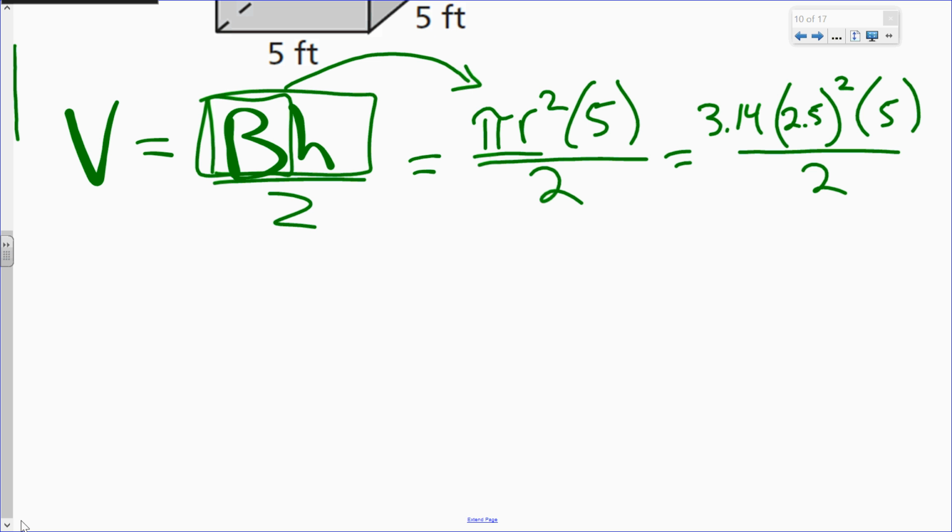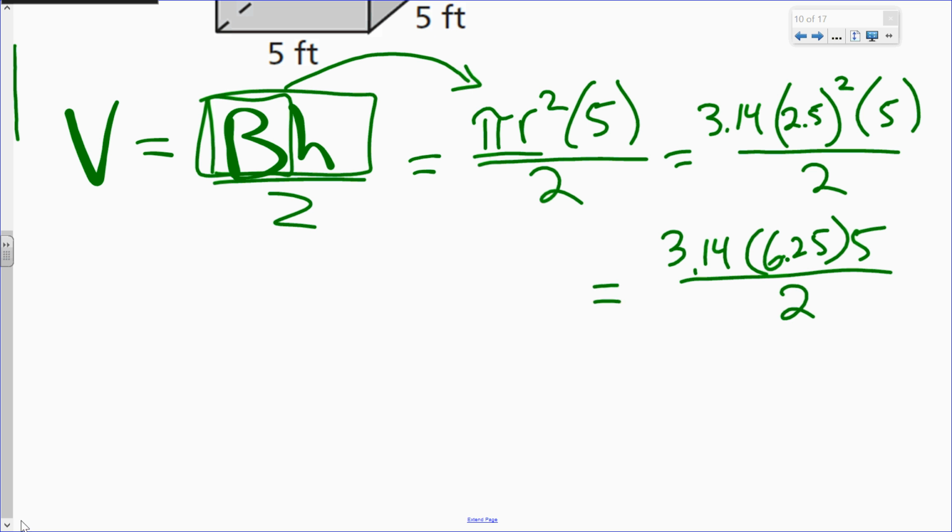So let's see, 2.5 to the second power. 2.5 times 2.5 is 6.25 times 5 times 3.14. So notice what I did. I took 2.5 to the second power. It became 6.25. Divide all that by 2. All right, let me multiply all this stuff on the numerator now. 3.14 times 6.25 times 5. Here we go. I get a whopping 98.125. I'm going to keep all the decimals till the end so my answer is more accurate. I'm going to divide all that by 2 now.